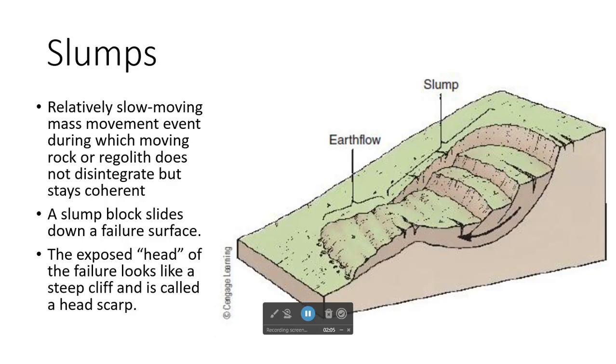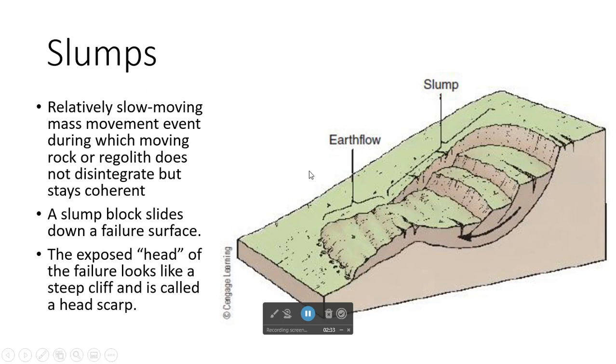The second type is a slump. So here is a slump depicted in the image on the right. And slumps are relatively slow-moving mass movement events during which rock or regolith moves down slope. It stays coherent, so it doesn't disintegrate or lose its shape. So what they refer to this as is a slump block. And slump blocks slide down a specific failure surface.